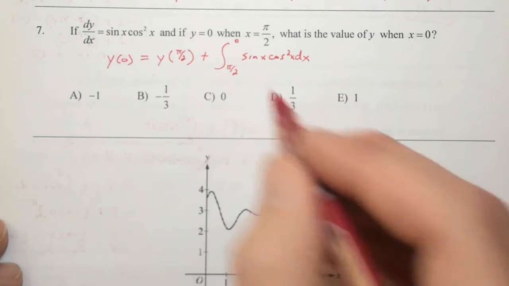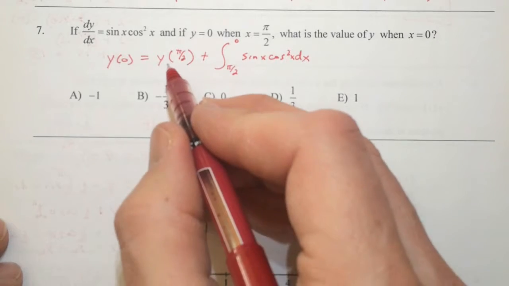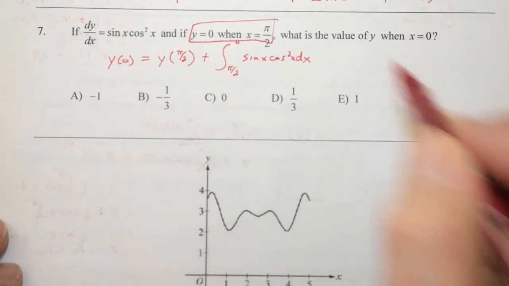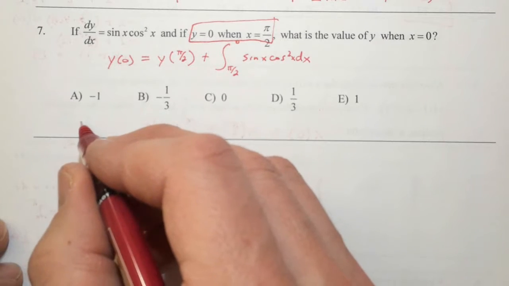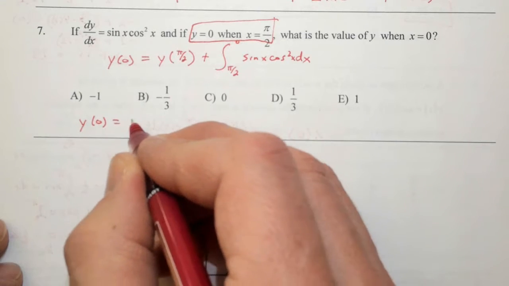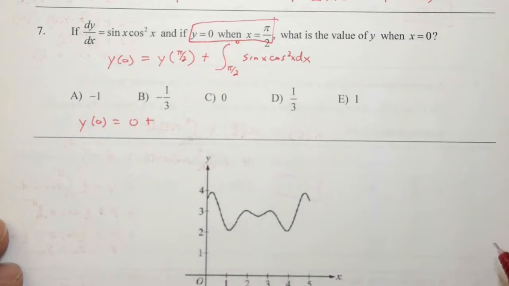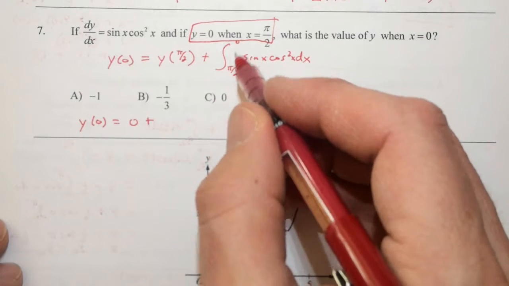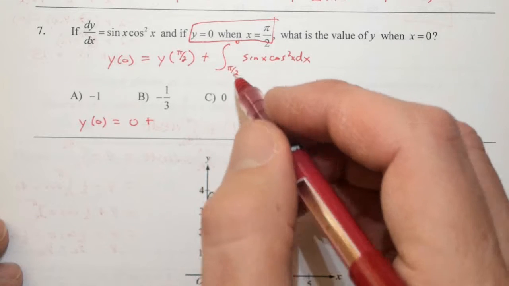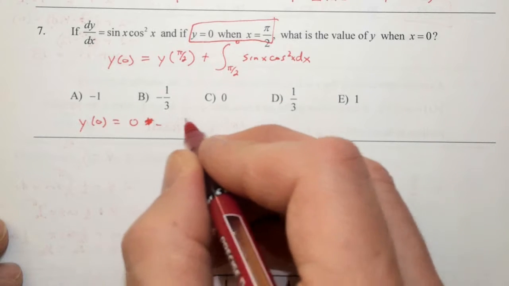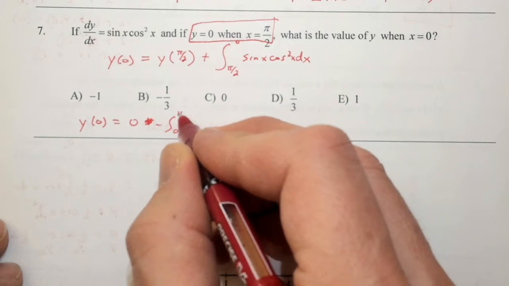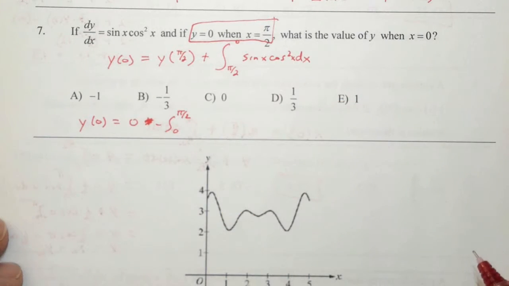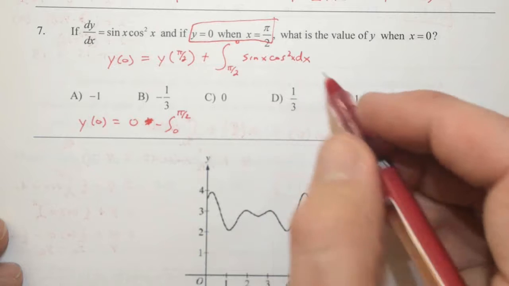Okay, this is what we need to calculate. So y of pi over 2, the y is equal to 0 when x is equal to pi over 2. So y of 0 is just going to be 0 plus this integral right here. Now this integral, again, should trigger that we are backwards. Our bounds, the 0 should be down at the bottom. So we're going to change that to a minus the integral from 0 to pi over 2.